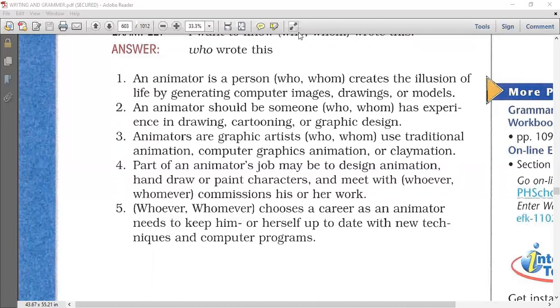Ryan. Who. Number 3. Animators are graphic artists who use. Thank you. Mariam al-Naqib, number 4. Whoever. Whoever, yes, because we have with. The whole clause is the object of the preposition with, but here whoever is the subject of the verb commissions. Thank you. Number 5, who's ready for number 5? Some other faces, please. The same 4 or 5 people who answer all the time.